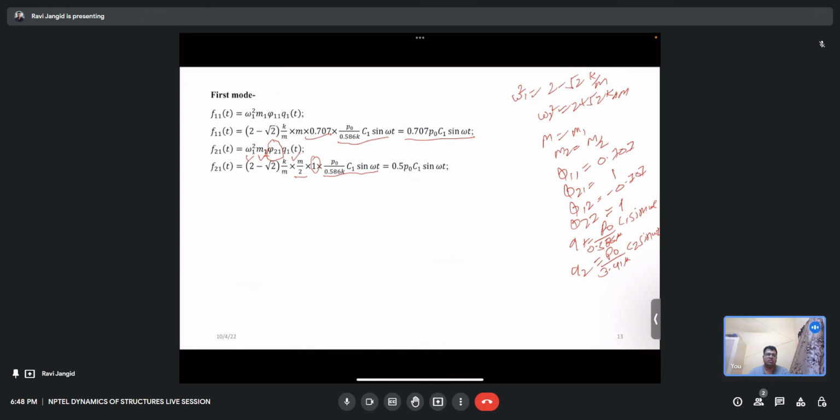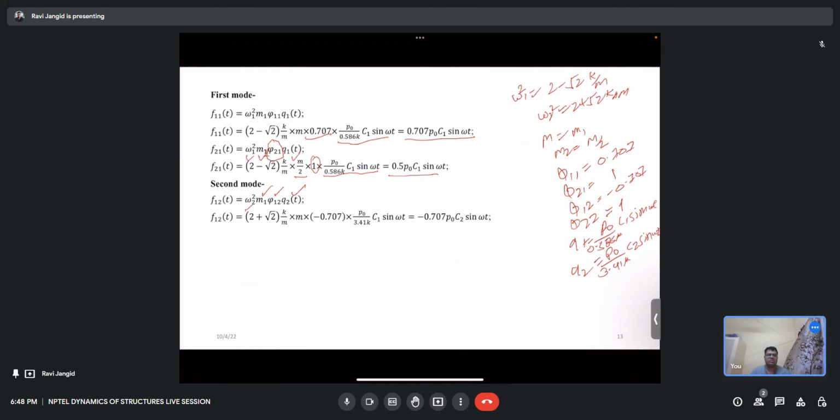And if you do this, it comes out to be 0.5 p naught c1 sin omega 2. Now coming to the second mode. So in this f12 will change, this will become omega 2, corresponding to the first degree of freedom, first mode, and then the second mode, and that is the modal response of the second mode.